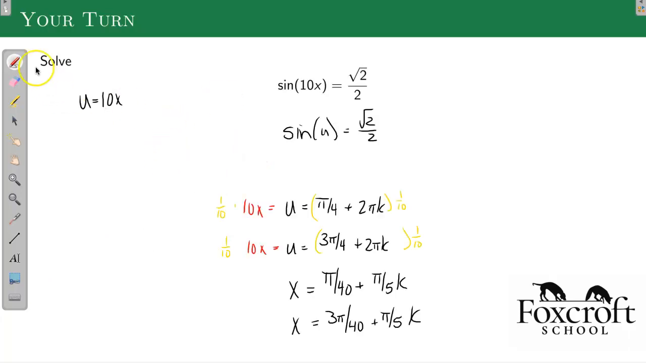All right, and here's the answer. So you make u 10x to make it simpler. You use your unit circle to find the answer for u. You use a placeholder, so I need to get rid of that 10 by multiplying everything by 1/10, and then just simplifying to get your final answer.